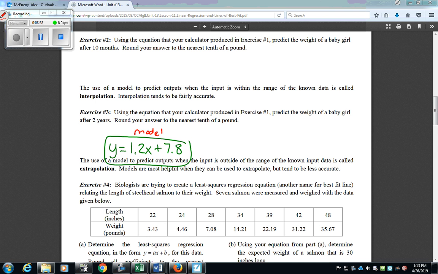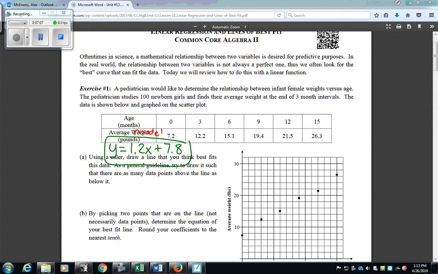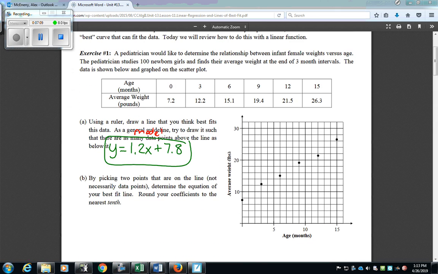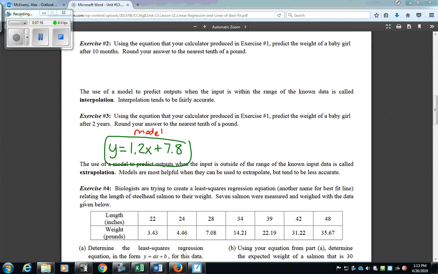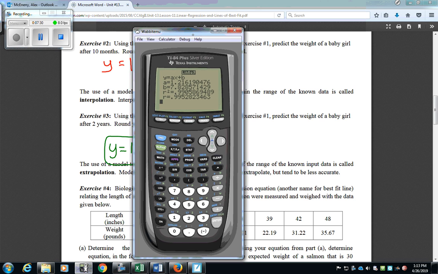So for exercise 2, they want us to figure out the predicted weight of a girl after 10 months. And going back to that table, you'll notice it said that the age, the months, that was our first column. That was our x values. So we're going to take the 10, and we're going to put that 10 in where x is. And the other way you can do it, and I'll show you both ways, you can calculate this. Just throw it in the calculator.